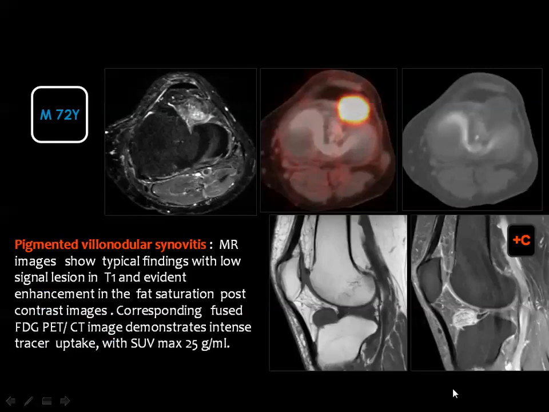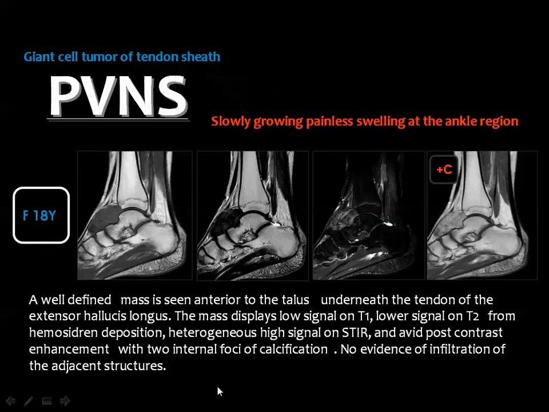Then this is one of the most classic locations of pigmented villonodular synovitis in the knee joint. It's located in the anterior aspect of the knee, in Hoffa's fat pad. The lesion will show intermediate signal in the T1 and some increase in the signal in the STIR image. After injection of contrast, you can see significant contrast enhancement. And of course, if you have a PET CT, it will show an increased tracer uptake.